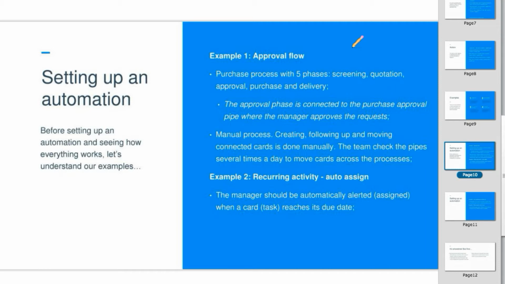Before setting up an automation and seeing how everything works, let's understand a little bit more about our examples. The first example is an approval flow. This approval flow is connected to a purchase process with 5 phases: screening, quotation, approval, purchase, and delivery. The entire pipe is connected to the purchase approval pipe where the manager approves the requests. The problem with this process is that everything is manual.